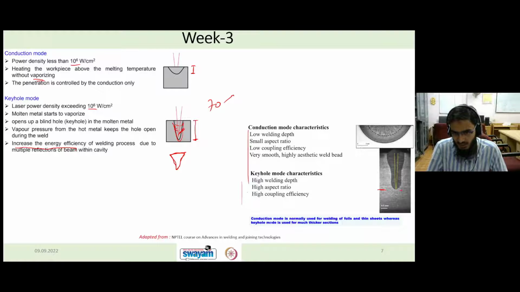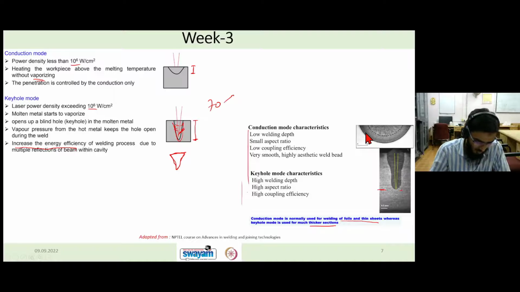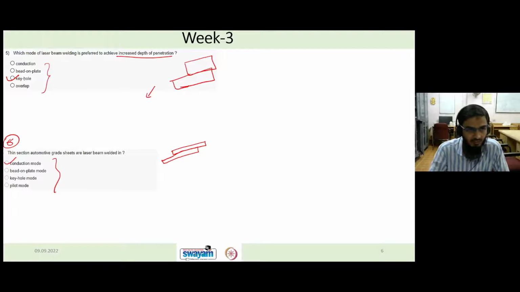Here you can see conduction mode is normally used for welding foils and thin sheets, whereas keyhole mode is used for much thicker sections. So this is a thicker section which we want to weld, so we use the keyhole mode. Here it is a thin section, so conduction mode is enough to give you a good weld. So Mohan, it is clear, the keyhole and conduction mode of welding in laser beam welding? Yes, sir. Yeah, you have already given the right answer. For a thick section we go for keyhole, and for a thin section it's conduction mode.